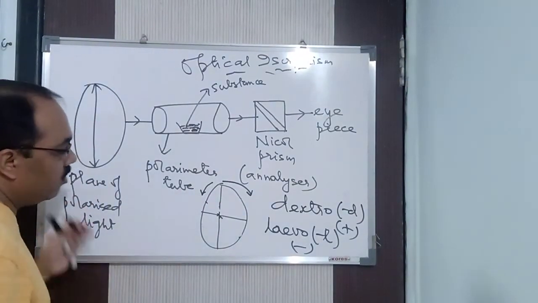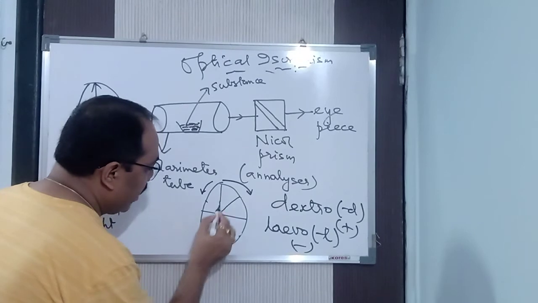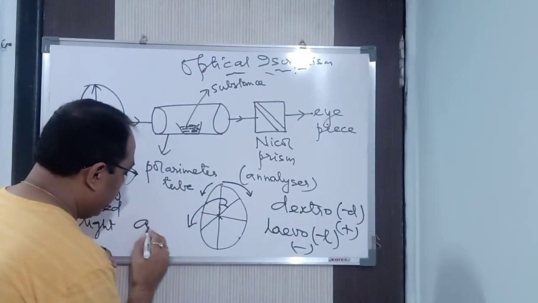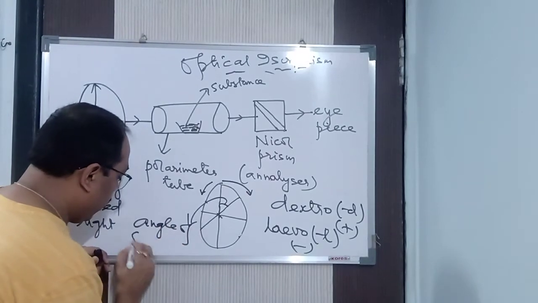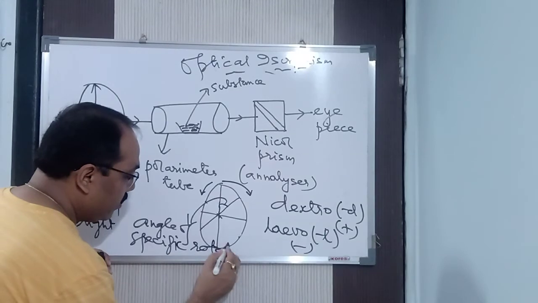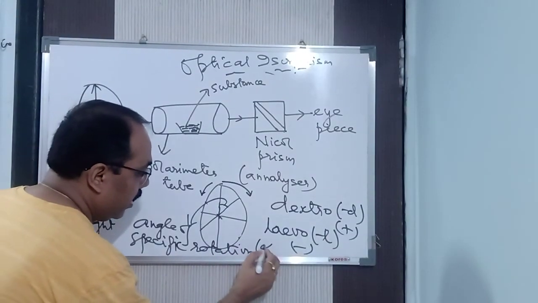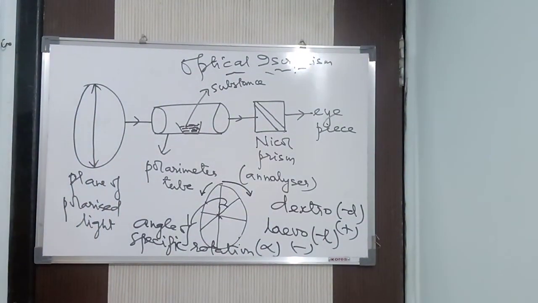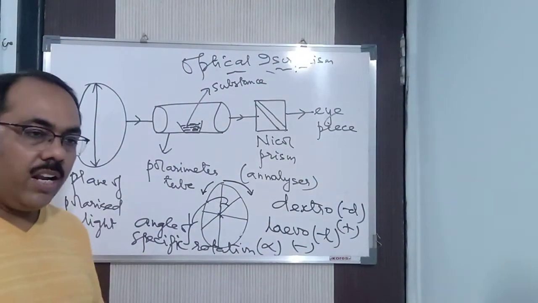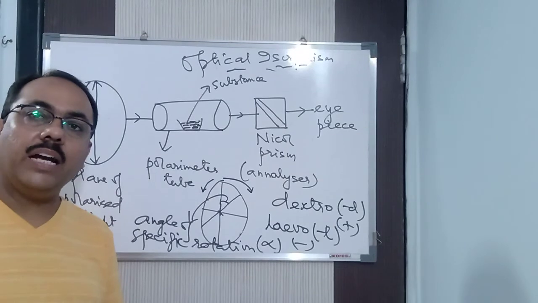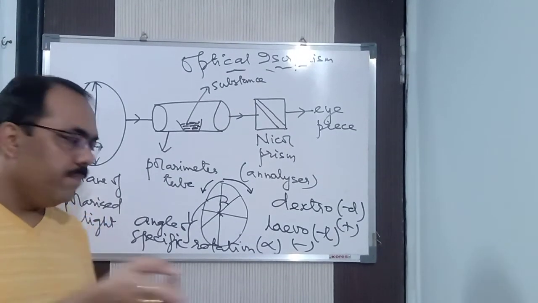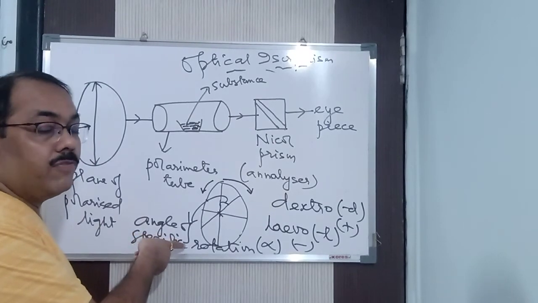Now on rotating towards right or left, I told you that you will be getting an angle. What is this angle known as? This angle is known as the angle of specific rotation, denoted with the letter alpha. Now you might be wondering, what will I do with that? Suppose you have three to four optically active compounds, and I ask you which is more optically active. How will you find it out? On the basis of the value of the angle of specific rotation.